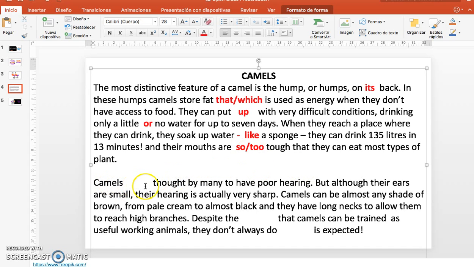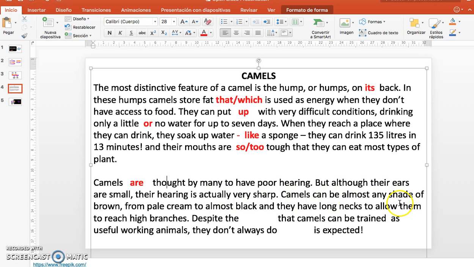We continue. Camels, space, thought by many to have poor hearing. Here we have a past participle, which is thought. And we have another keyword that is by. So probably we are talking about passive voice. So camels are thought by many to have poor hearing. This is the best option because we are talking about something in general, something that is true, okay? So that's why it's in present and it's an example of passive voice in present. So camels are thought by many to have poor hearing. But although their ears are small, their hearing is actually very sharp.